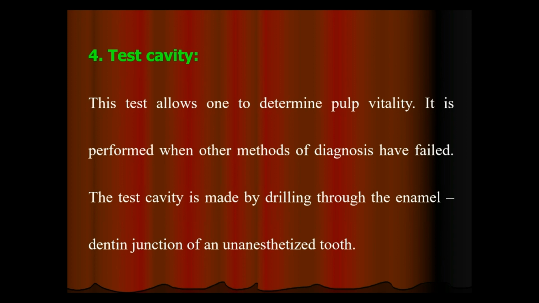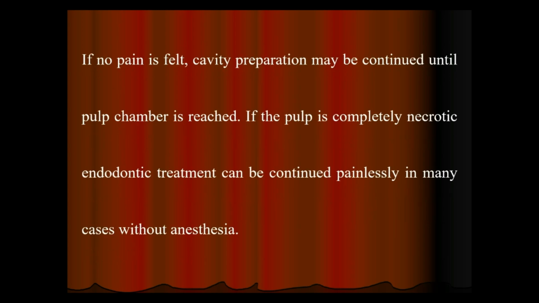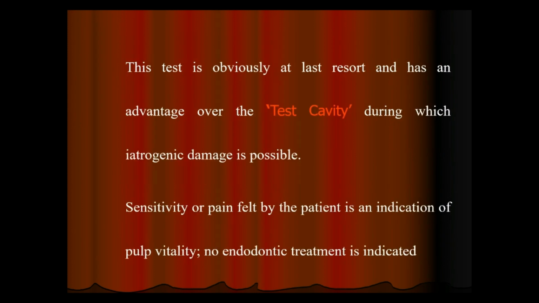The test cavity is made by drilling through the enamel dentine junction of an unanesthetized tooth. The drilling should be done at low speed and without a water coolant. Sensitivity or pain felt by the patient is an indication of pulp vitality. No endodontic treatment is indicated. If no pain is felt, the cavity preparation may be continued until the pulp chamber is reached. If pulp is completely necrotic, endo treatment can be continued painlessly in many cases without anesthesia.